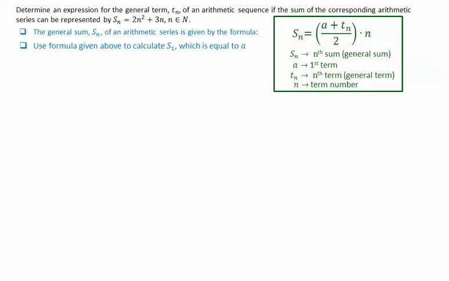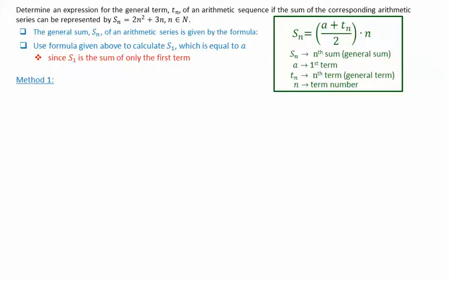Here we can use the formula that is given in this question for Sn to calculate S1. Note that S1 is equal to a, the first term, since the first sum is simply the sum of only the first term.